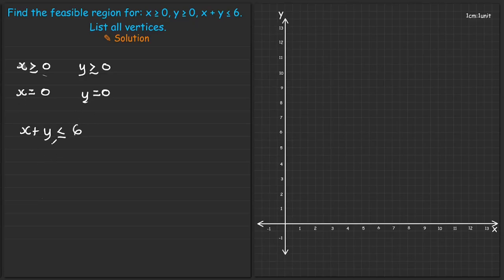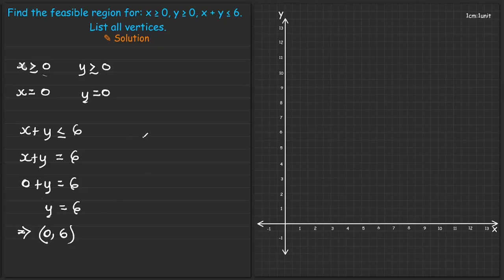Now to get its boundary, we say x plus y is equal to 6. Then at x equals 0, we have 0 plus y is equal to 6. And we have y is equal to what? 6. Hence, the coordinate that gives us is (0, 6).